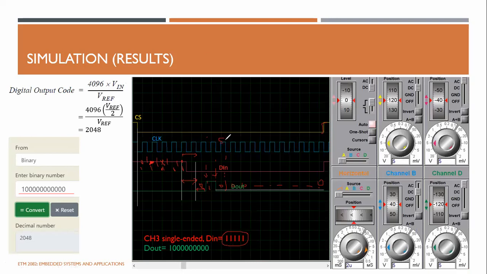So it has sent this data packet, and when I convert it back, it is 2048. So this data packet, a 1 and 11 zeros, corresponds to 2048, which is the value that I want to get from my ADC. So all are working fine.